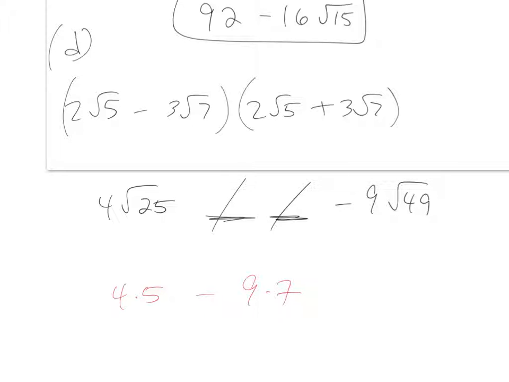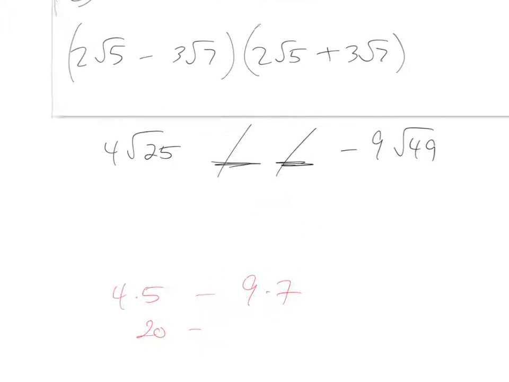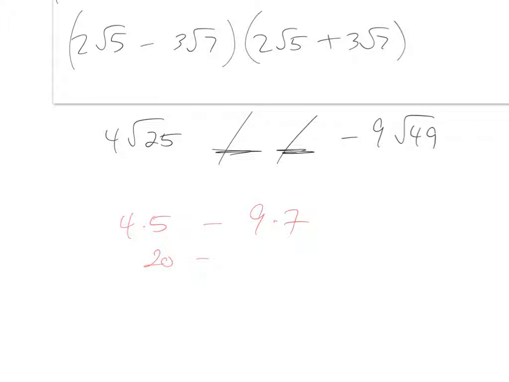What happens? The answer goes from being irrational to what kind of an answer? Completely rational. So you take something that's irrational, like 2 root 5 minus 3 root 7, and by multiplying by its conjugate, the answer becomes rational. Why might this be a useful technique?